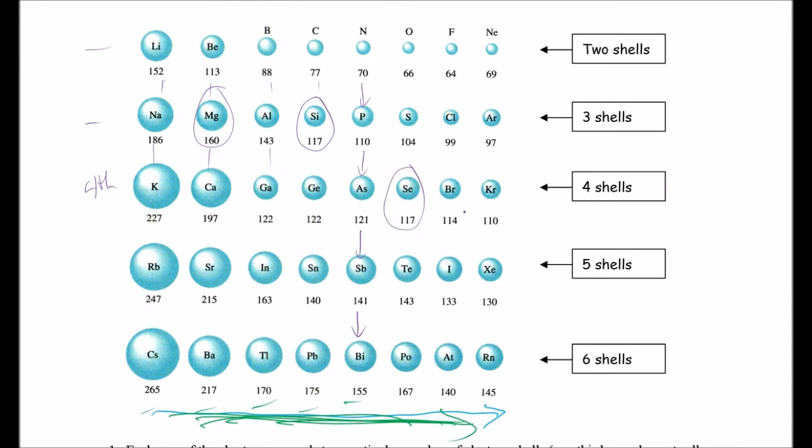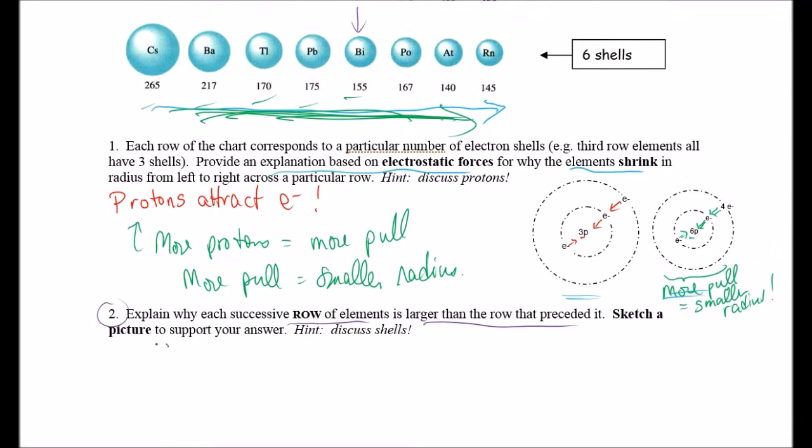How to explain that? It's simple to do. Each successive row adds a shell! Exclamation point. So if we had something with 2 shells, let's just put a nucleus in the middle and 2 shells. 1 shell, 2 shell. 2 shells will be generally bigger than 1 shell.